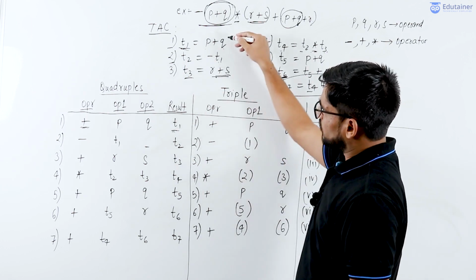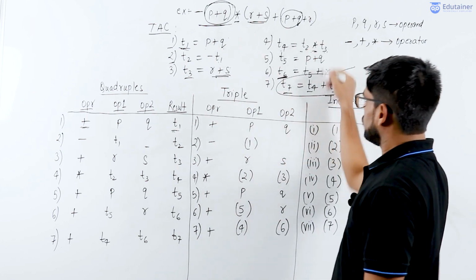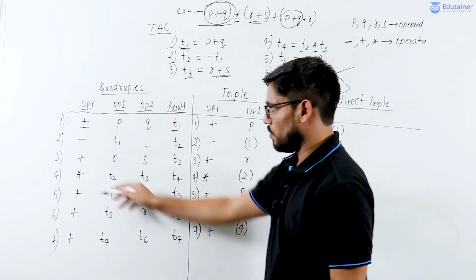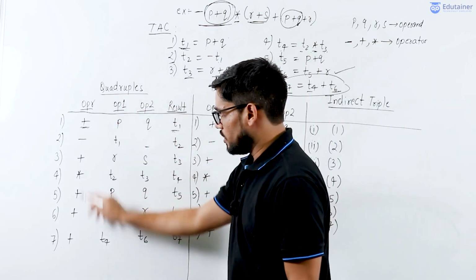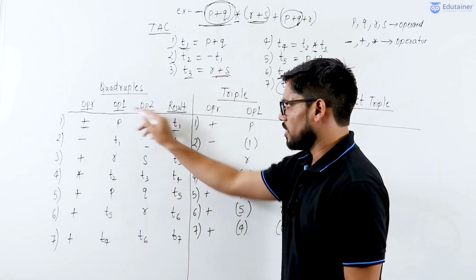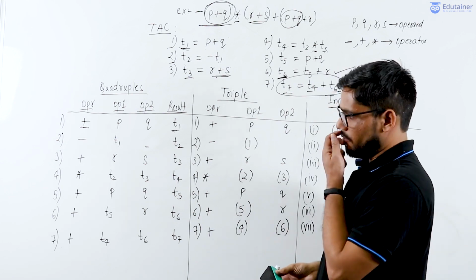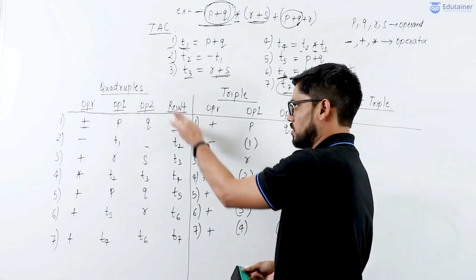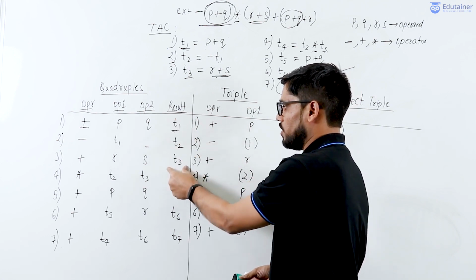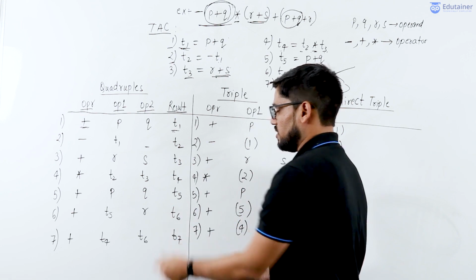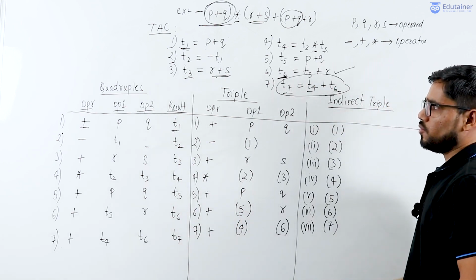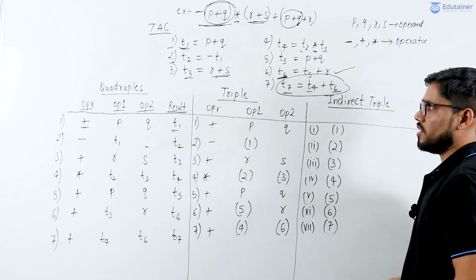I just write down these instructions, whatever instructions are present in the three address code, in this quadruple. The operator column will contain the different operators, plus, minus, and multiplication, and operand 1 and operand 2 contain the different operands. Finally, the result will be stored in the temporary variables. The different temporary variables are t1, t2, t3, t4, t5, t6, and t7. So it is easy to represent the three address code in quadruples.